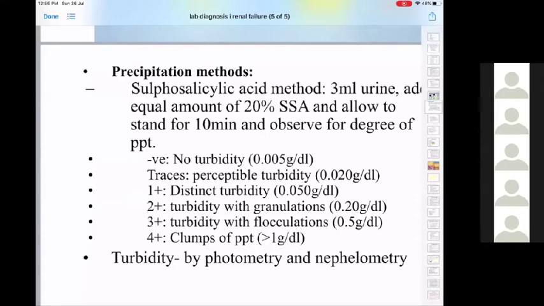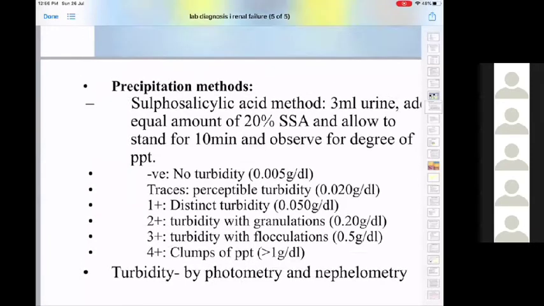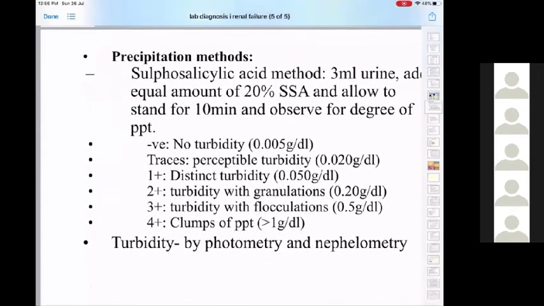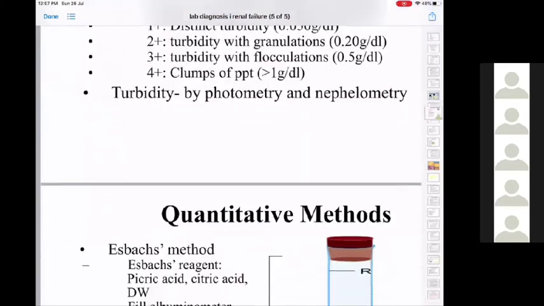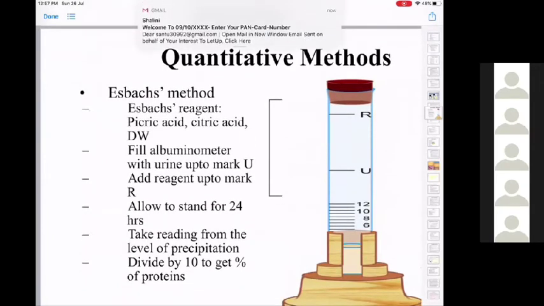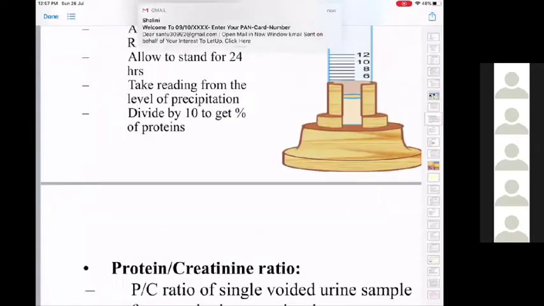If there is a trace of precipitation, the quantity of protein may be 0.02 gram per dl. Then 1 plus, 2 plus, 3 plus and 4 plus mean the quantity of protein increases, from 0.05 to more than 1 gram per dl. Turbidity is measured by photometry and nephelometry. These are quantitative methods, and they are not so important.